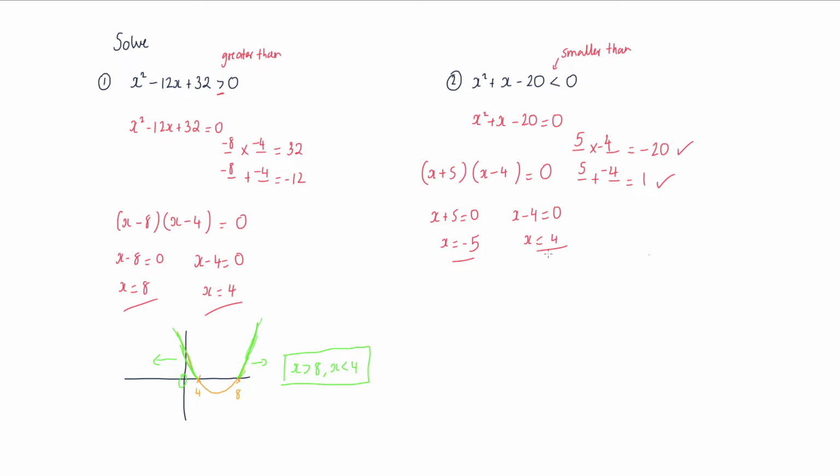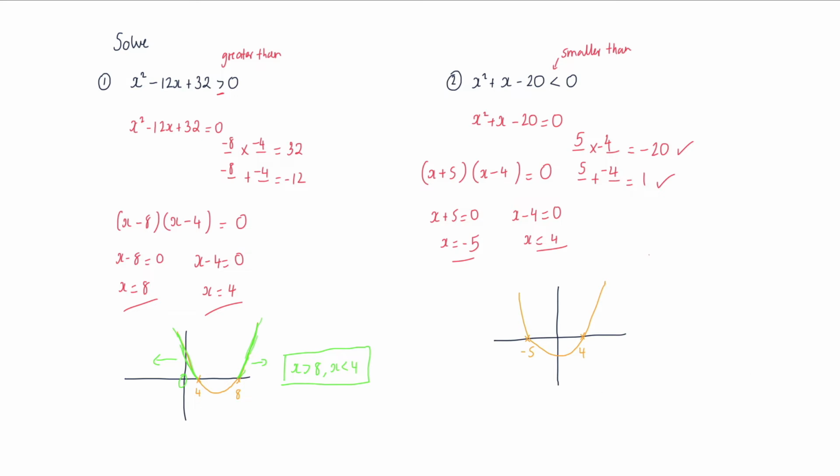So again, what we need to do now, once we've got that, is draw our graph. So we're going to get our graph like this. And then minus 5 is going to be somewhere on the left hand side this time. So that's going to be somewhere here. And then 4 is going to be somewhere here. And again, quadratic graph, so it's a U shape. So you draw something like this.